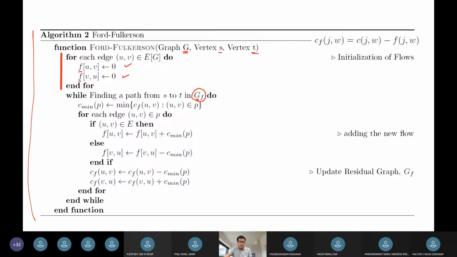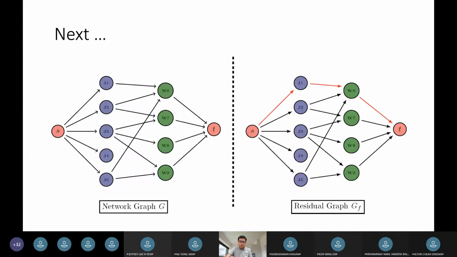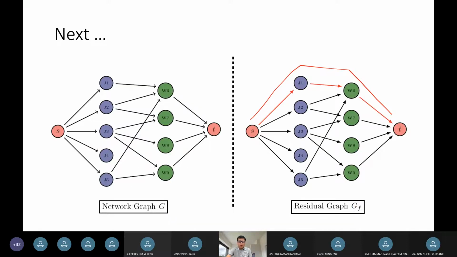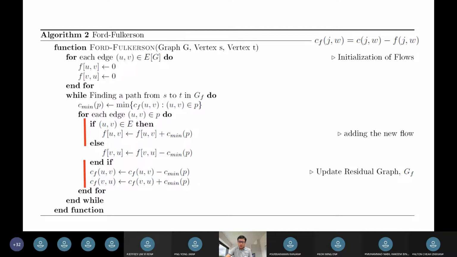If there is a path, then what do we do? For example, for this one, we found one path in the residual network. It's one path, right? Then what do we do if we found a path? We found this, okay.